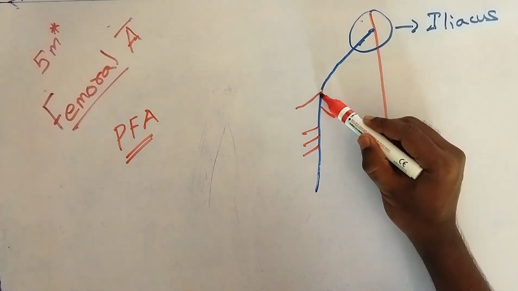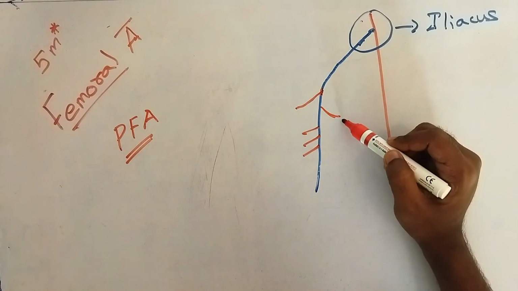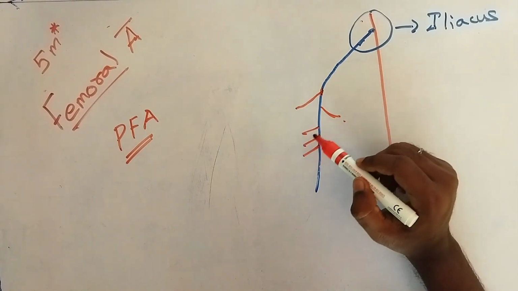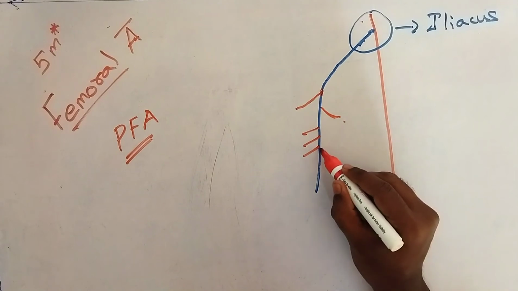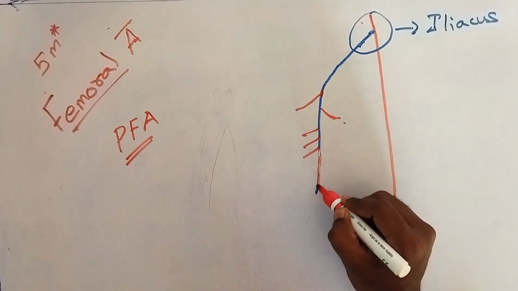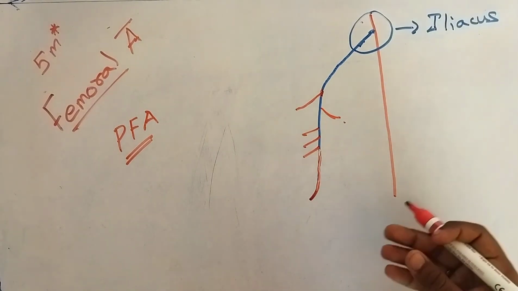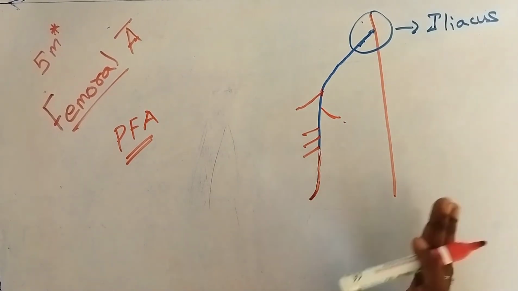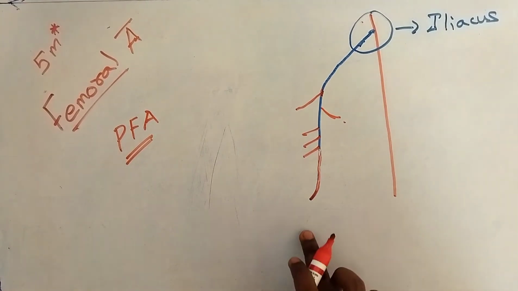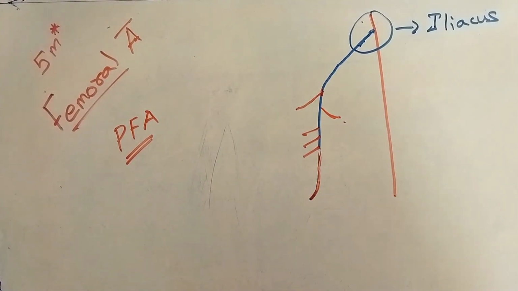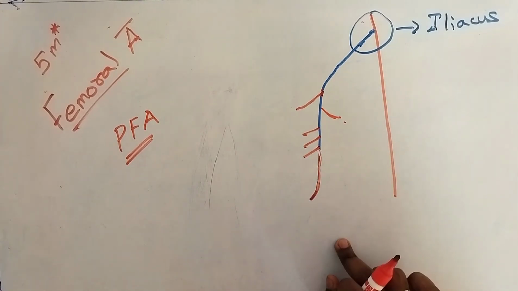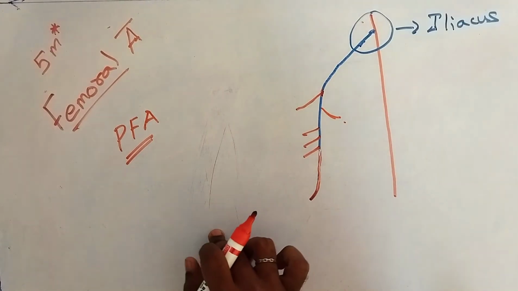First is the lateral circumflex femoral artery. Next is the medial circumflex femoral artery. Next 3 are perforating arteries, and it itself ends as the 4th perforating artery. So from here the profunda femoris artery ends, and it continues as the popliteal artery. These are the branches of the profunda femoris artery. Now we will discuss each branch.